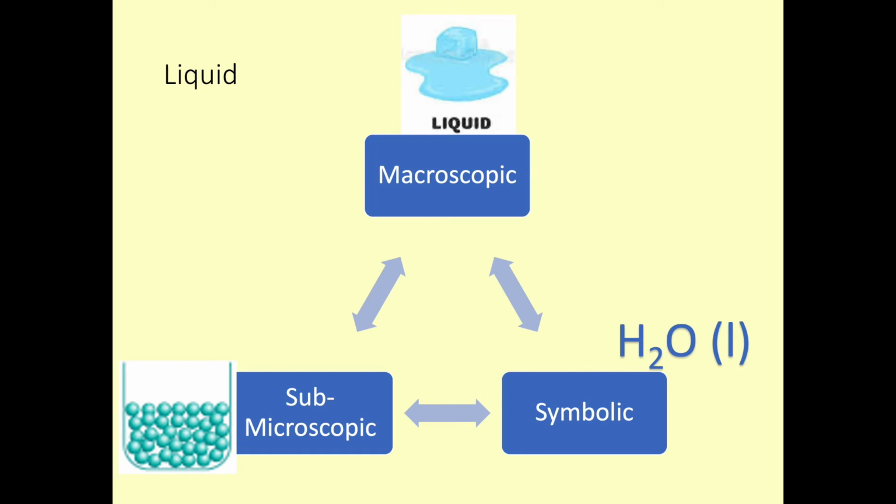Again, looking at our symbol, this time instead of an S, we've got an L in brackets, and this is because it's a liquid, L for liquid. Notice that these state symbols, both in the solid and the liquid, are lowercase letters. So we always use lowercase letters for our state symbols, and that's because we use capital letters for our elements.